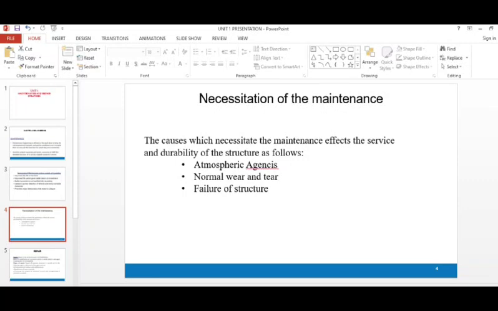So the main necessity of doing the maintenance is that the structures get mainly affected and deteriorated maybe due to atmospheric agencies. So it causes the failure of the structures, the normal wear and tear. When we talk about atmospheric agencies, there is rain. So rain is an important source of water which affects the structures.